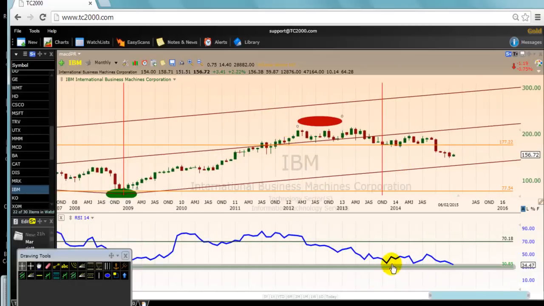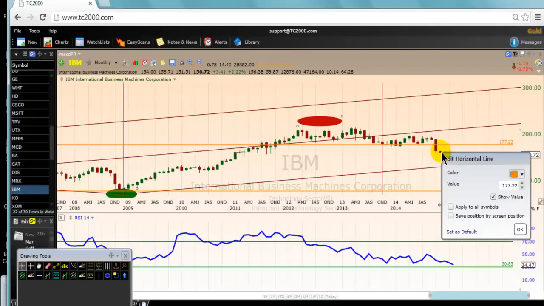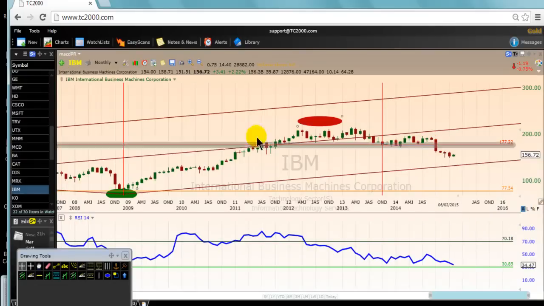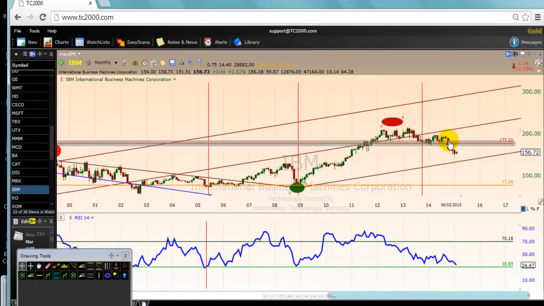So here, the RSI is telling me oversold zone, support zone, and I acknowledge it. But look, my warning line is kaput. My warning line has now become a resistance level, because the level that the RSI said was support didn't find support here. Look at how the price went through it.